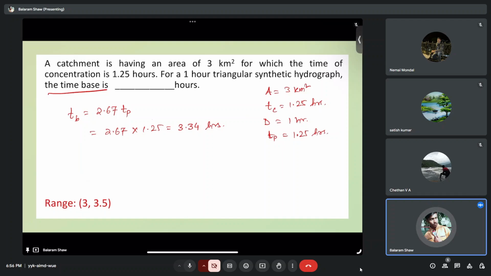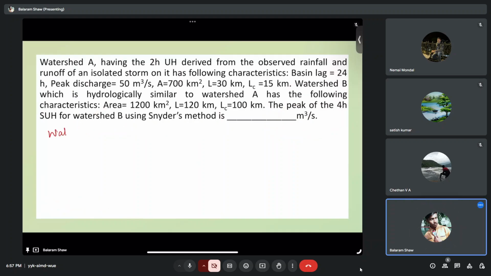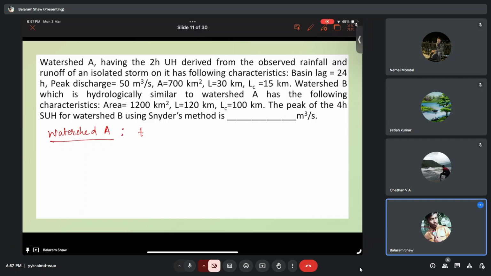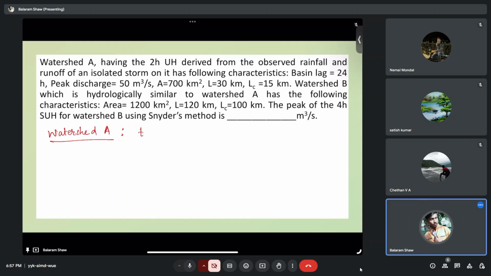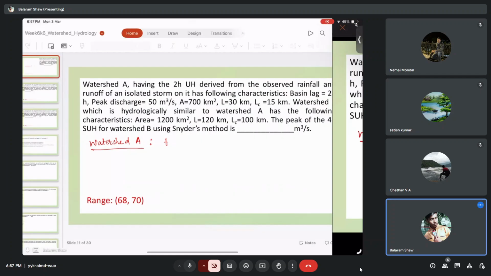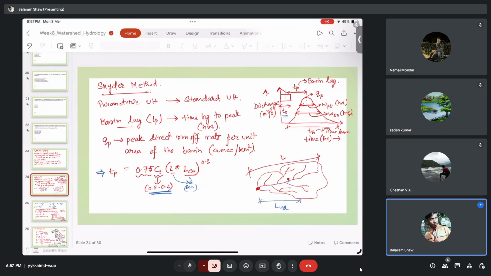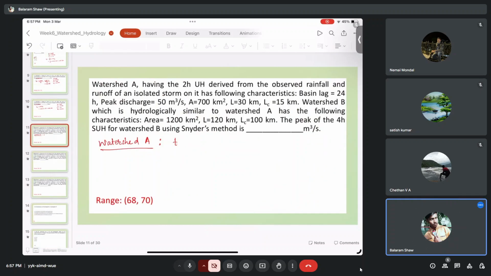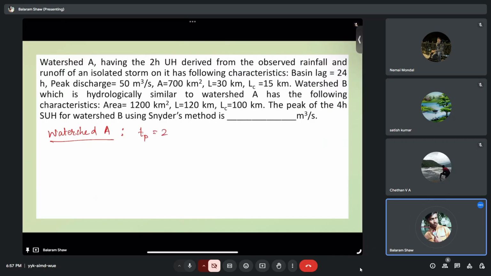Right. So the next question is, watershed A having the 2-hour unit hydrograph from the observed rainfall and runoff of an isolated storm has the following characteristics. So watershed A has the following characteristics, that is basin lag TP, right? Basin lag we denoted with TL, I guess, right? Let's see, basin lag was given by what? From basin lag we did TP only. Okay, so basin lag TP is equals to 24 hours.